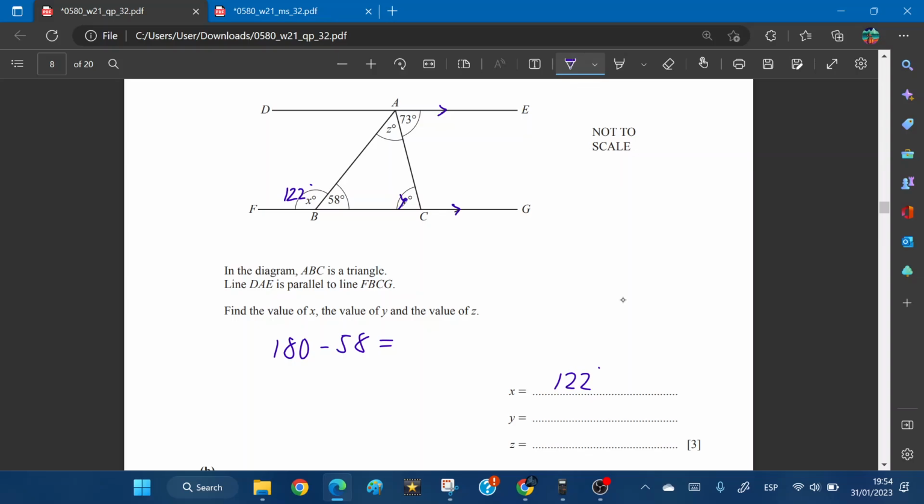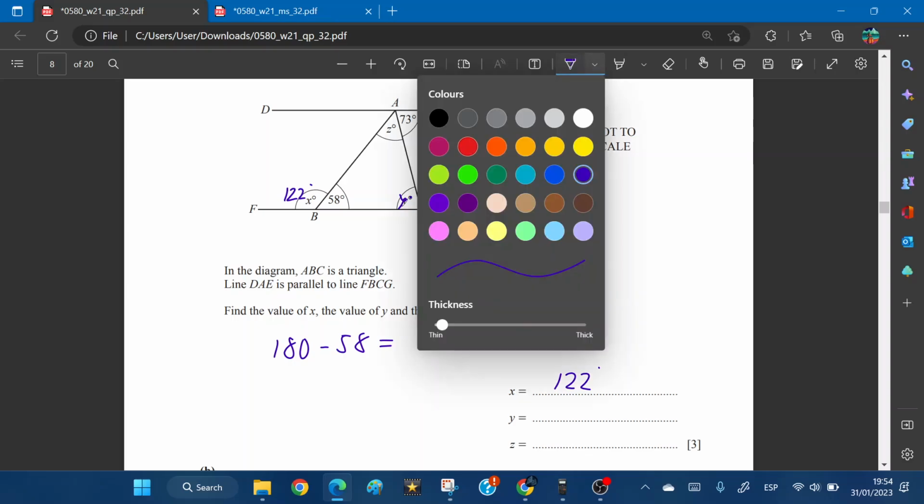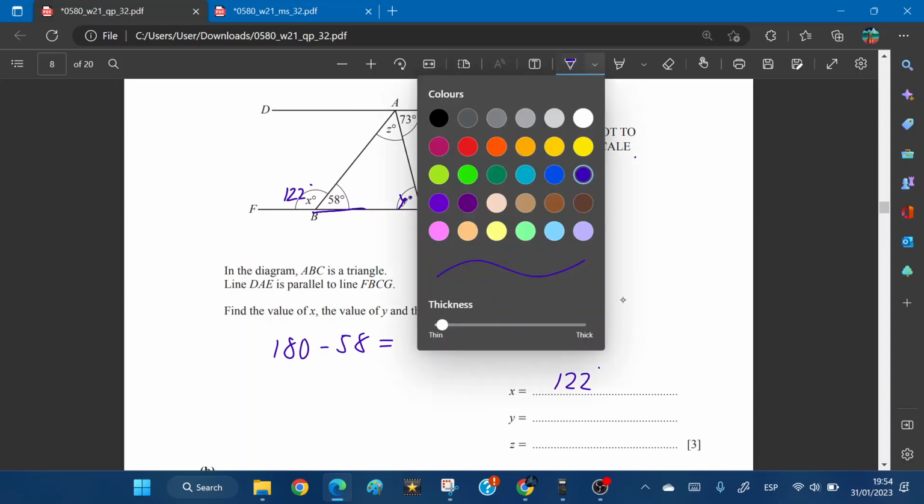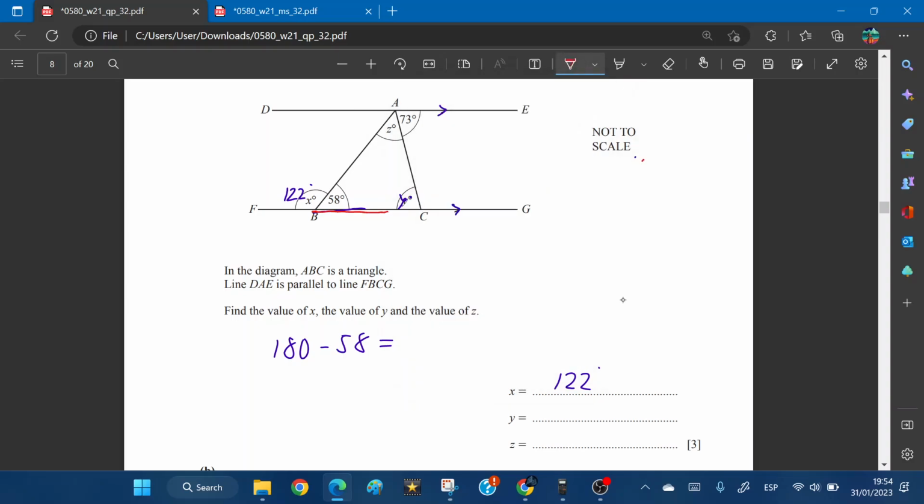Okay. Have we used the parallel lines yet? No. Let's use them. Let's mark angle Y. That is angle Y. And there you got that Z. It's called alternate angles. That means that angle Y and 73 are on alternate sides of the transversal, which means they're equal. So we got a 73 there.